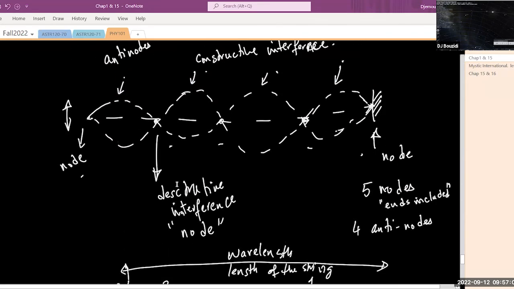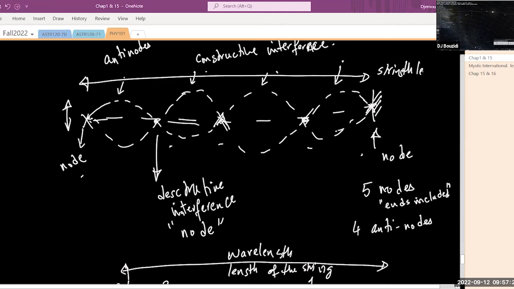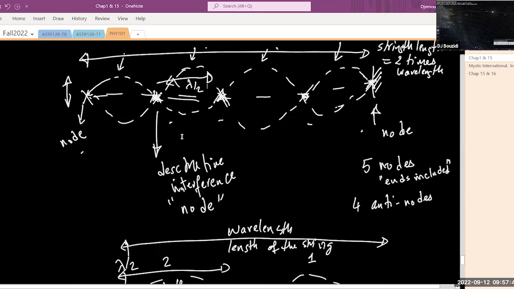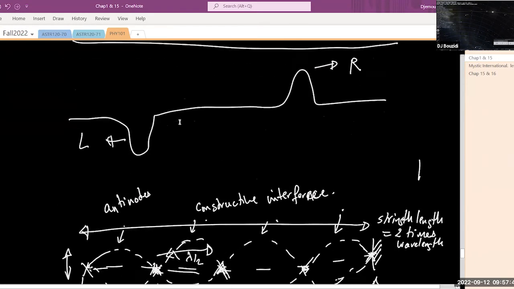And the same thing in here. This distance from here to here is a full wavelength, and this distance from here to here is another full wavelength. So the length of the string in this situation is 2 times the wavelength. And again, if I take just from node to node, it doesn't matter which nodes I consider, like these 2, for example, this is a half wavelength. This is still lambda over 2. Okay, so these are some of the characteristics. We call this situation a standing wave.